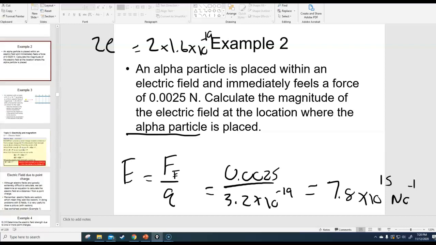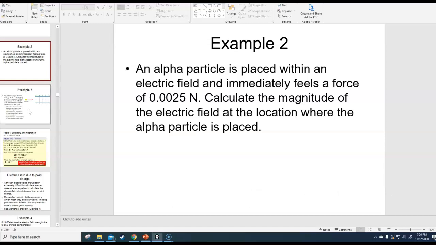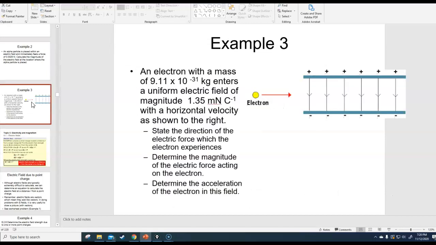Let's take a look at example 3. Example 3. An electron with a mass of 9.11 times 10 to the negative 31 kilograms enters a uniform electric field of magnitude 1.35. Again, a really awkward unit, I apologize. Millinewton per coulomb with a horizontal velocity as shown to the right. The first question says, state the direction of the electric force which the electron experiences.